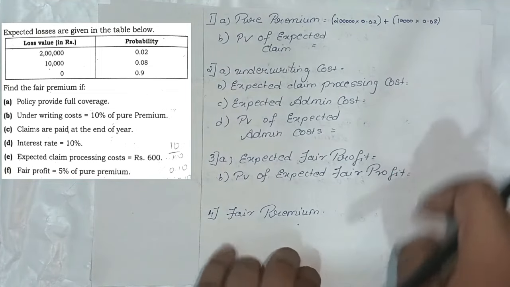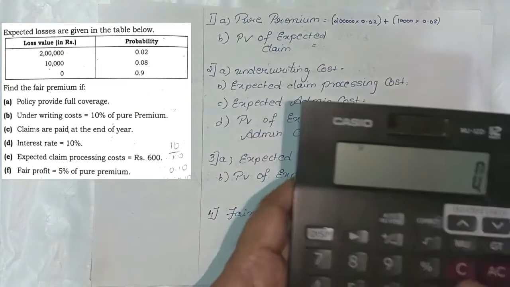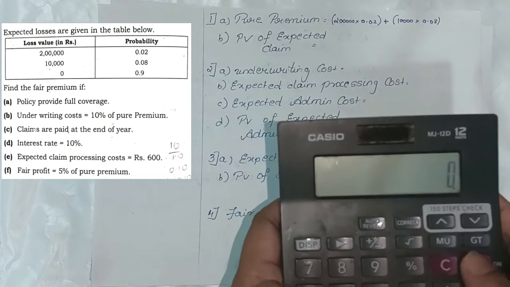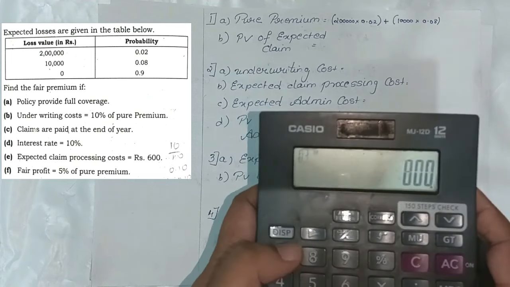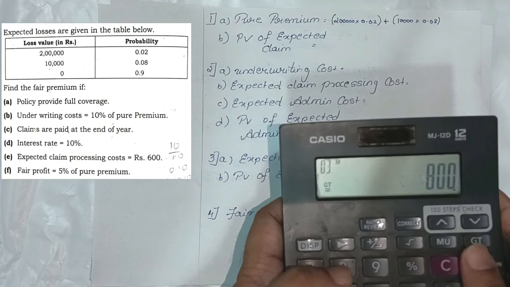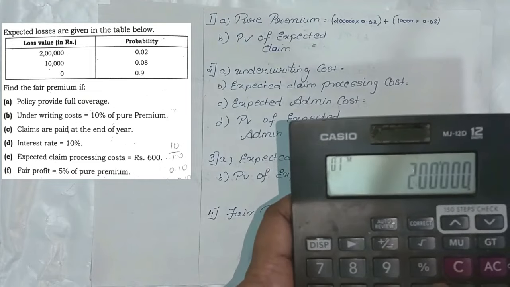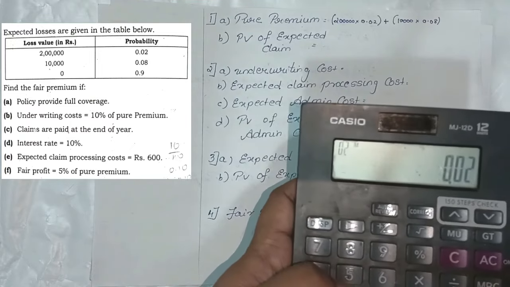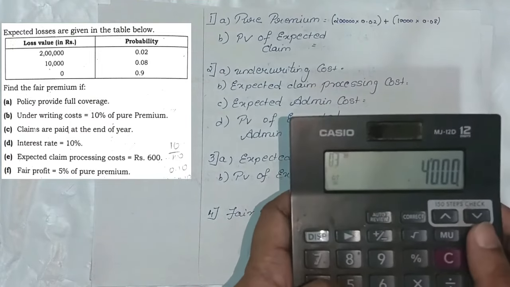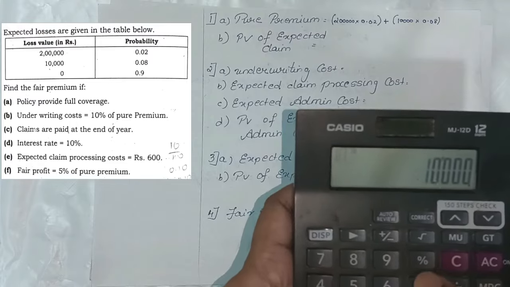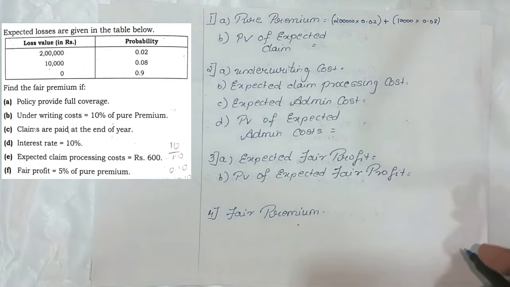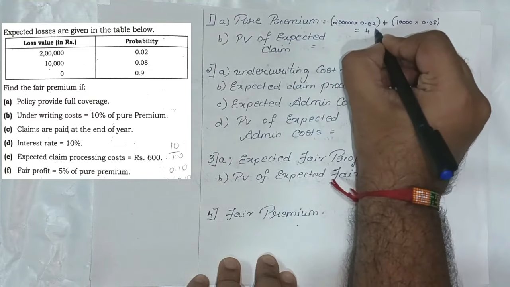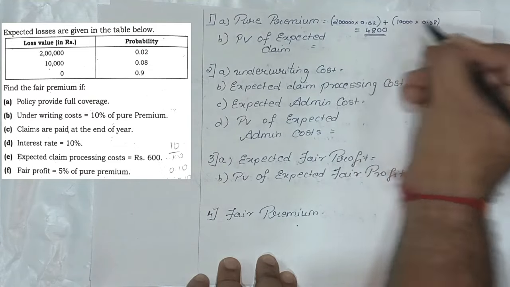Okay, so now 2 lakhs into 0.02, which comes to 4,000, and 10,000 into 0.08, which comes to 800. Sorry, it was 4,000, and 10,000 into 0.08, so 800. So total will become 4,800. So our first value came as 4,800.